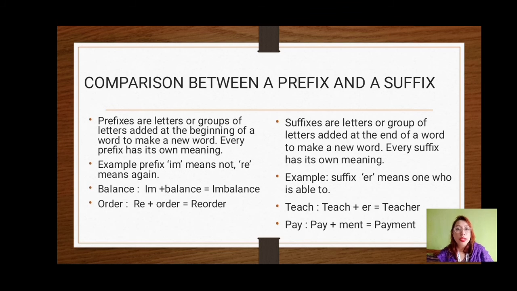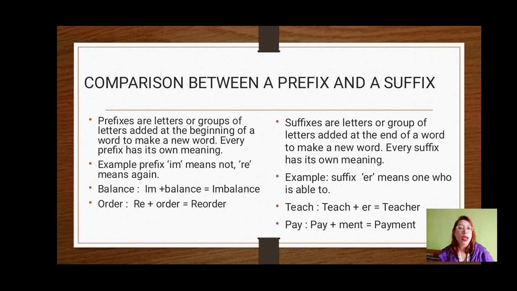For example, if I take the word balance and I try to use a prefix. As you all know, a prefix is a letter or a group of letters attached to the beginning of a word. So if I add im plus balance, it would become imbalance, right, students? Similarly, if I take the word order, it means to order for something or to order somebody. Now, if I use a prefix re, the whole meaning of the word changes and a new word is formed. That is, re plus order becomes reorder.